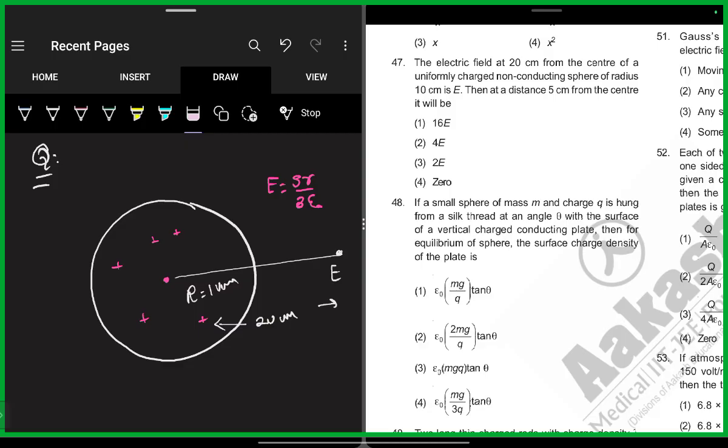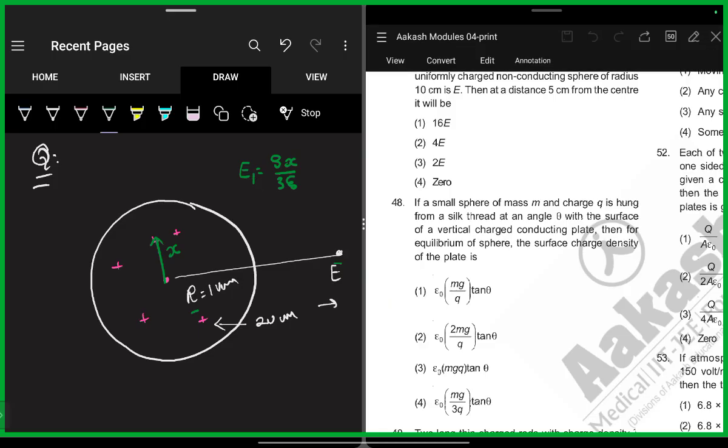Then for equilibrium of a sphere, the surface charge density of the plate is what? Sorry, that is question number 48. We are right now on 47. Then at a distance 5 centimeter from the center, it will be. So at x distance, electric field is rho x by 3 epsilon 0. What do we need here? Electric field is given, we have this radius. Let's call it E1.